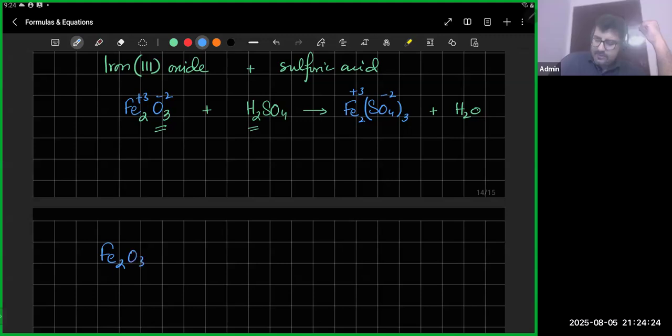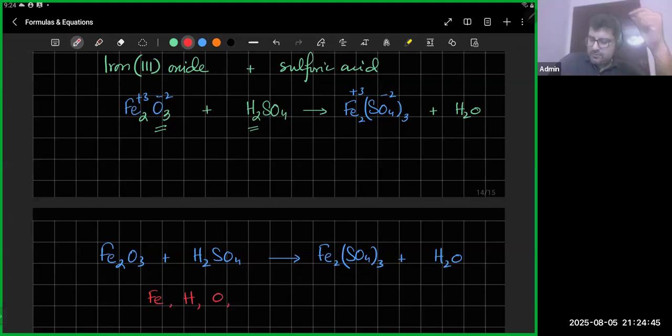Confirm है, देख लेते हैं. Fe2O3 plus, यहाँ पे let me write this neatly. Fe2(SO4)3 plus I've got H2O. Achha, again, Fe, H, O, S. Don't touch O because O is in 4 places. Don't try to balance O, okay? It's in too many places.